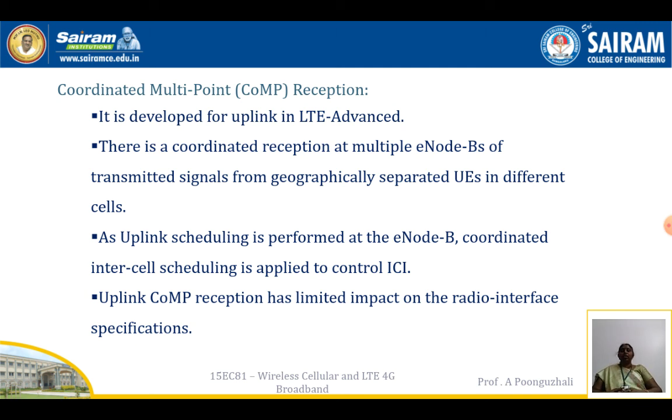Next is coordinated multi-point reception. This coordinated multi-point reception is developed for the uplink in LTE advanced. So here is the coordinated reception by multiple E node Bs of the transmitted signals from geographically separated user equipments in the different cells. That is, when the user equipments are geographically separated, the E node B is going to receive the transmitted signals from all these user equipments. It is a coordinated reception method.